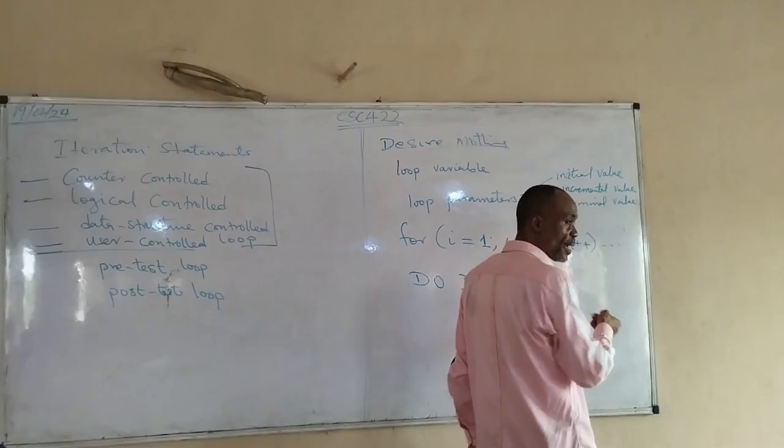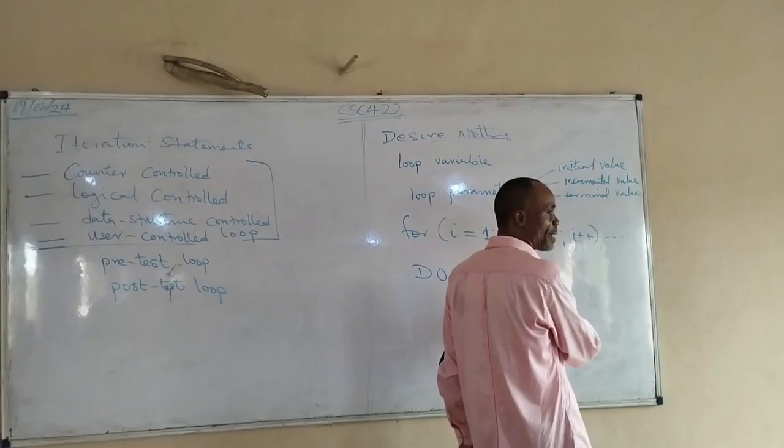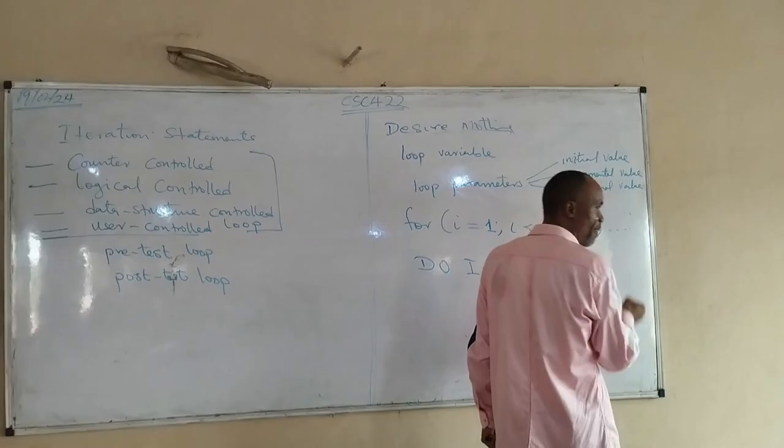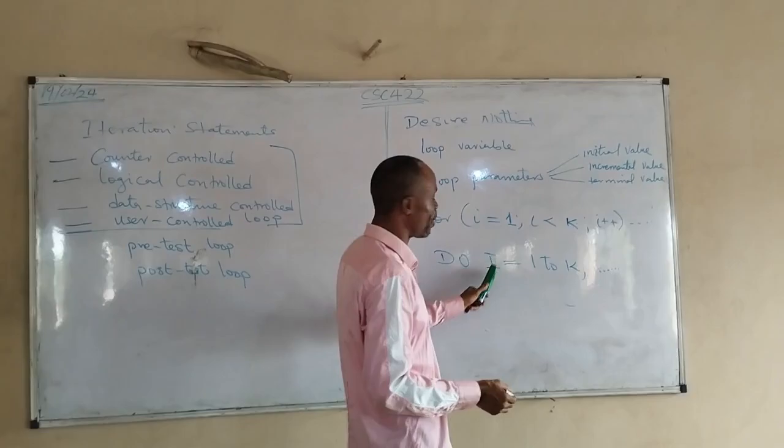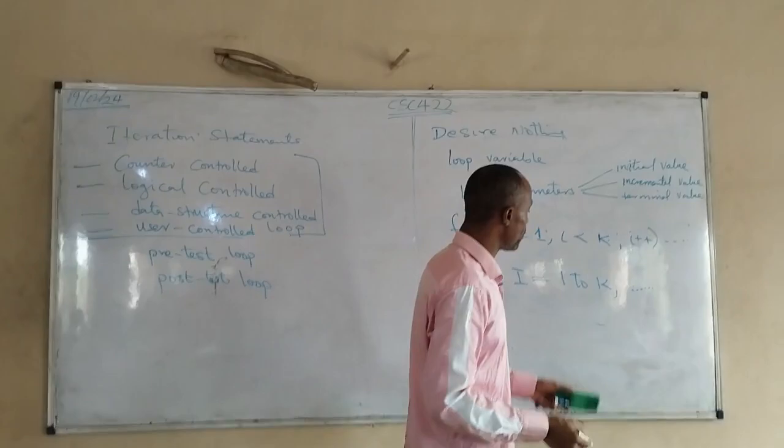Then you put what? Sometimes you can. If you don't put any label, it means that it's incremented by what? By 1. Otherwise, if you put 10, there's an incremental factor. So you can see there's a common thing to them: loop variable, initial value, terminal value, and what? Incremental value. Pascal will say 9-2.